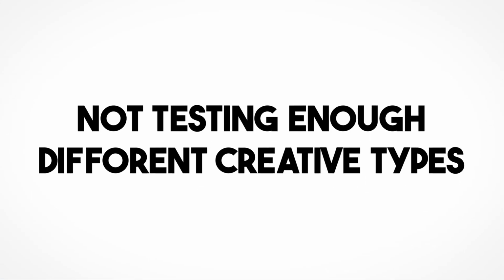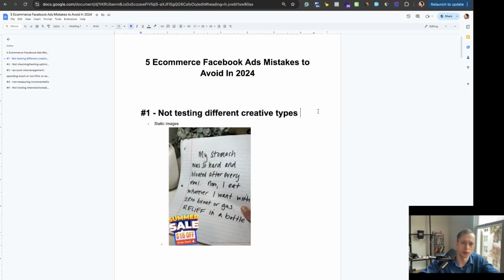So the first one is not testing enough different creative types. There are different creative types, different ad placements, and different people, and different people consume different content and have different content preferences, right? Some people mostly scroll reels, some people like to play games and they're in the audience network, and some people like to view stories or just scroll through marketplace. So it's very important that you at least test different creative types.